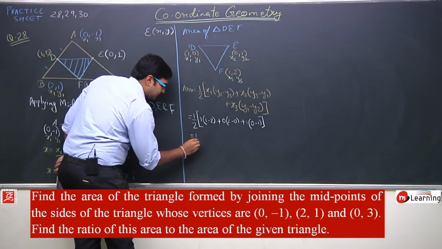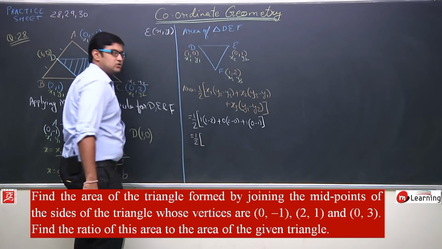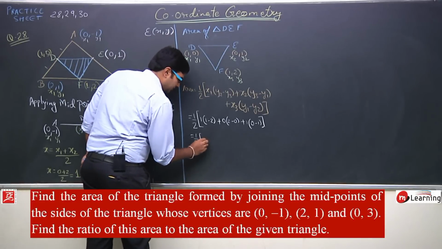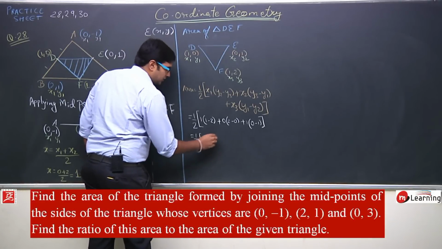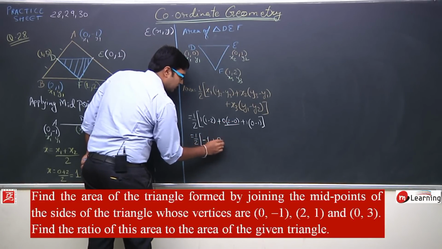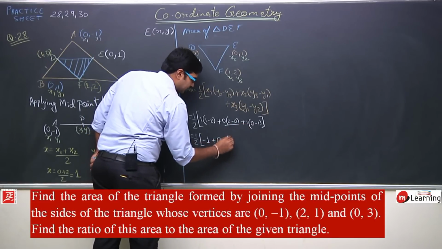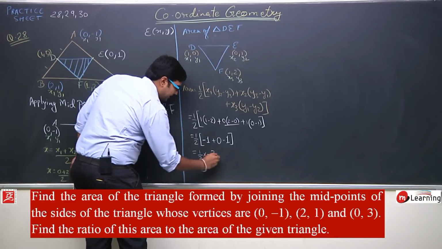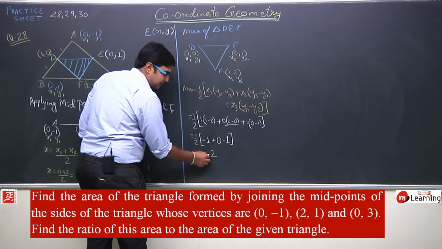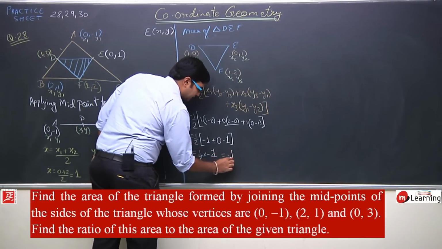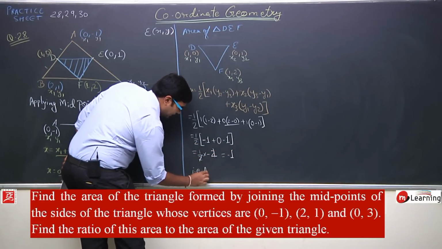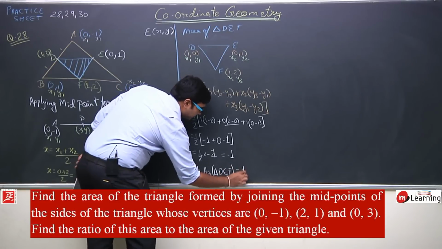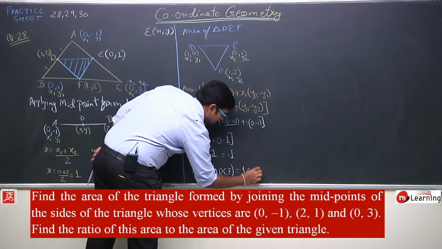So further solving this, it will be half of, to the bracket 1 minus 2 is minus 1, and minus 1 into 1 will give you minus 1 only. So this is minus 1. Now plus it will be 0. Then 1 into minus 1 will give you minus 1. So this is minus 1. So further solving it, 1 upon 2 into minus 2, minus 1 minus 1 is minus 2. So when you solve it, it will give you minus 1. That is, area of triangle DEF is 1 square unit.